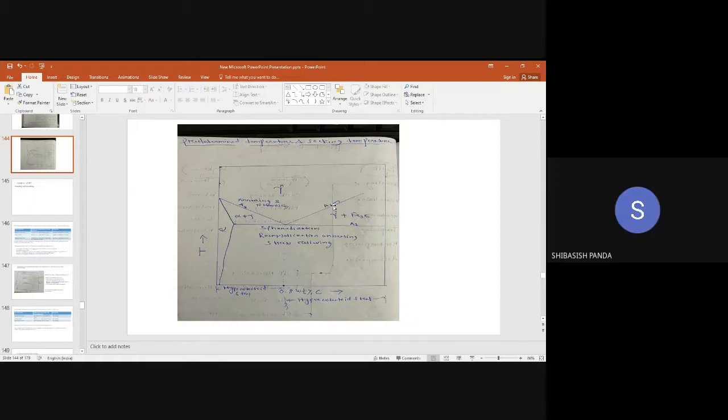Because of the cooling rate, sir. In normalizing, the cooling rate is higher. Is the cooling rate very high or very low? High. Very high. So what will happen? Grain coarsening will not occur. Grain coarsening will not occur. I told you grain coarsening depends upon the initial austenitic grain size. If the initial austenitic grain size is already coarse, the final product will also have a coarser structure. That is one part.